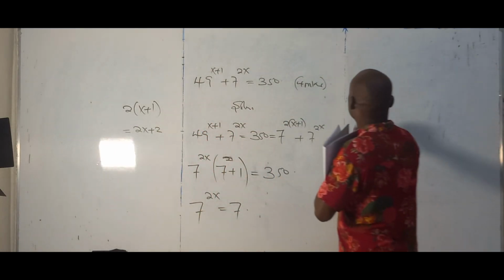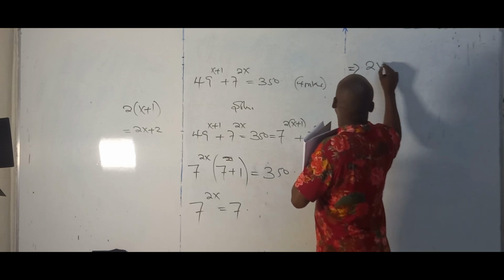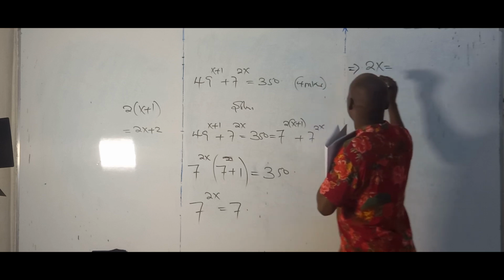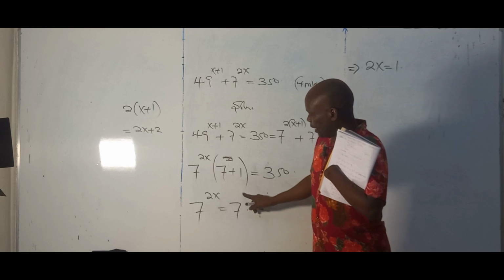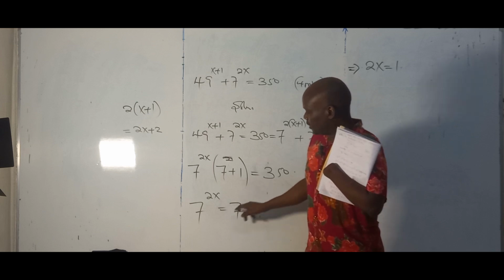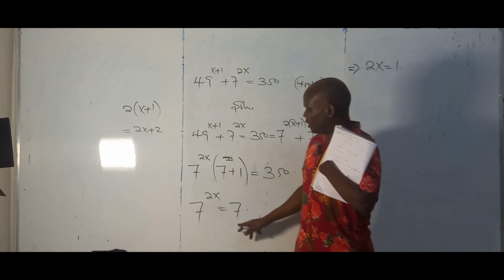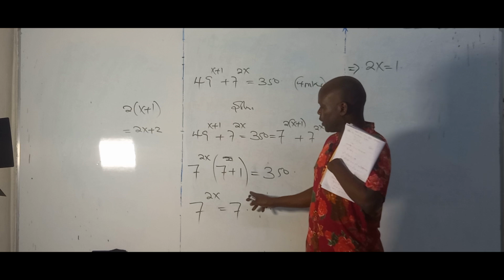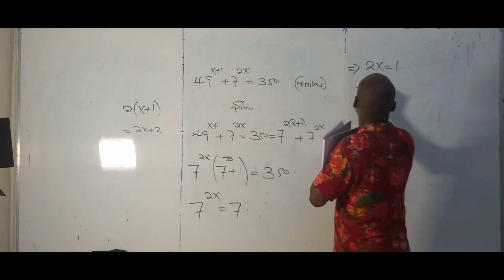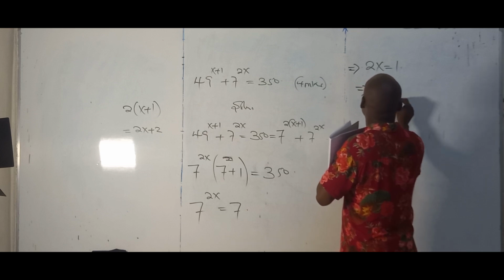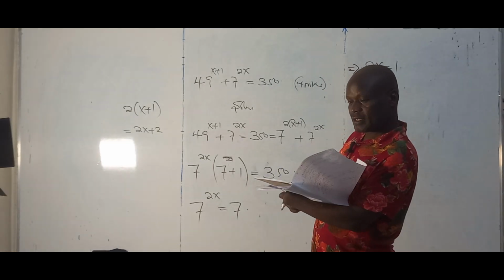So what does that mean? It then implies that 2x is equal to 1. Why 1? Because 7 here is raised to power 1. If the bases are the same, if you remember the laws of indices, then we can equate the powers. So 2x is equal to 1, and that implies that x is half. X is half. And that is the answer.